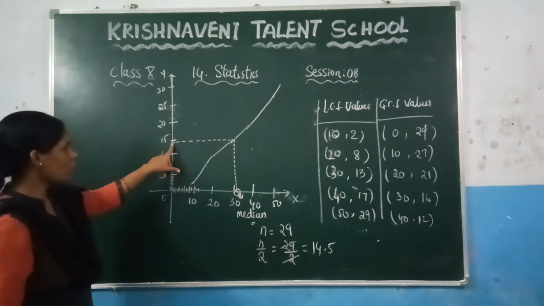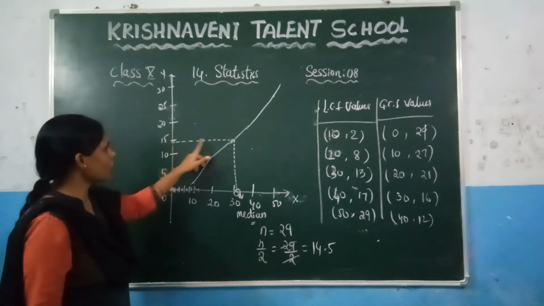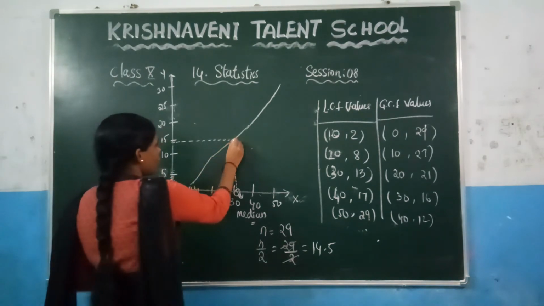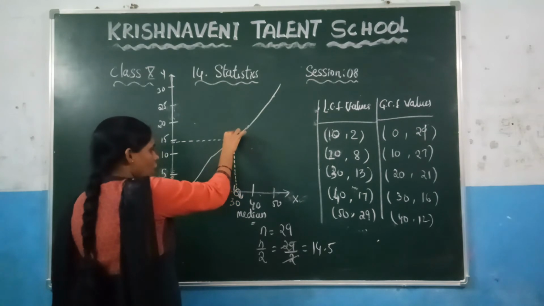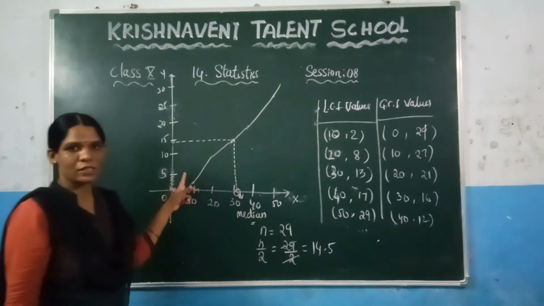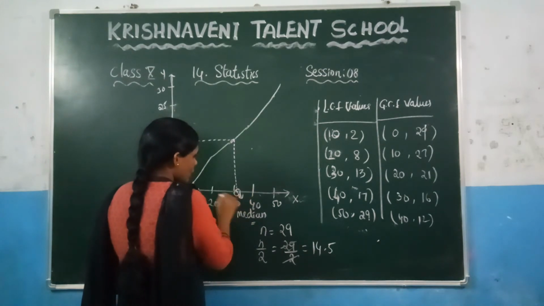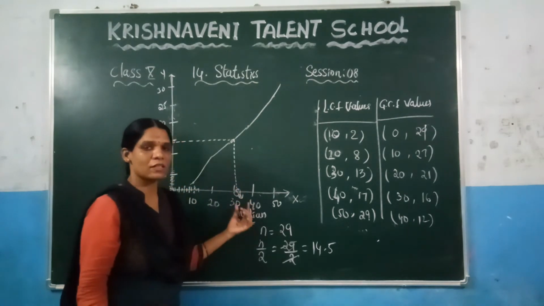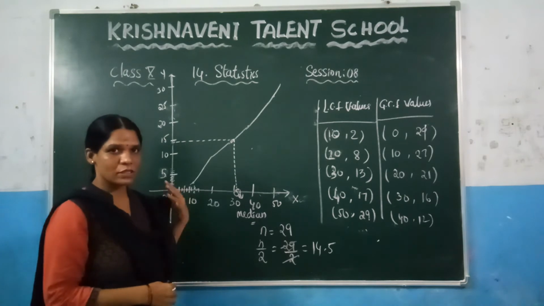And you know that 14.5 will be located somewhere here. At that point, draw a line parallel to the x-axis, and you reach the point on the curve where it touches the curve. At that point, you need to draw one more line parallel to the y-axis. And here you can observe that this point touches on the x-axis at this point. Where it touches on the x-axis, that will be the median value. Like this, you can calculate the median without using the formula.